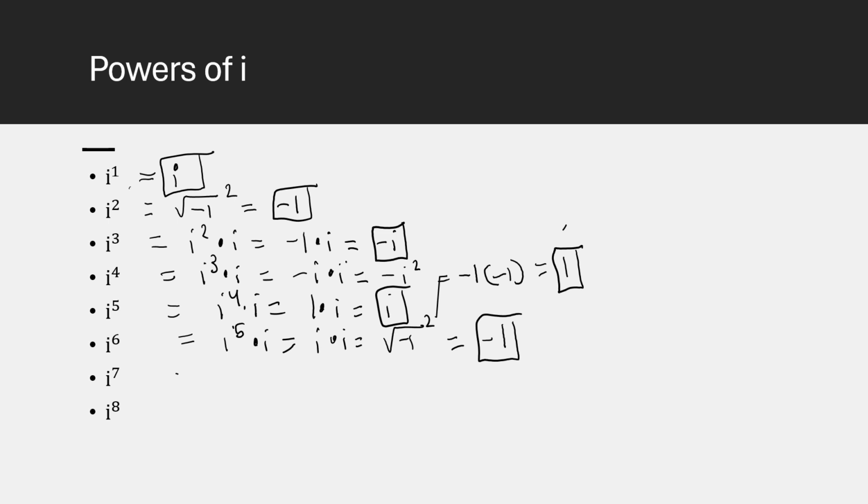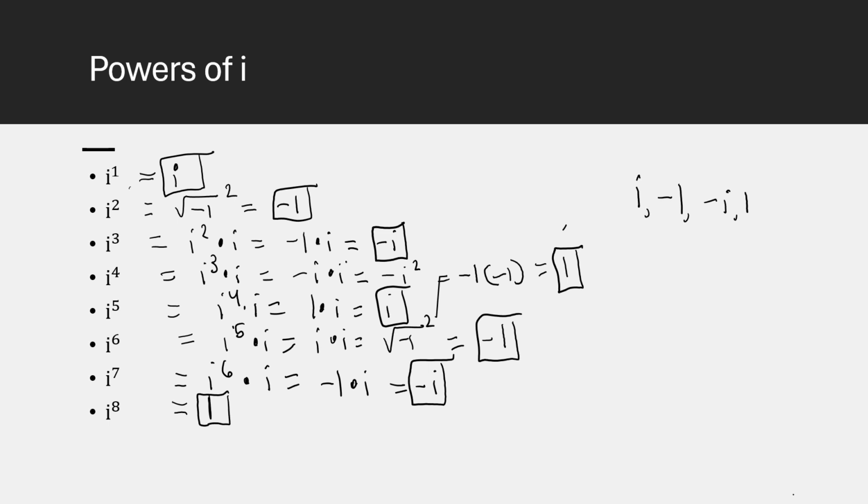Let's test that out. i to the power of 7 is equal to i to the power of 6 times i, which is equal to negative 1 times i, which is equal to negative i. And sure enough, i cubed is equal to negative i as well. And so we can also say that i to the power of 8 is equal to 1 because i to the power of 4 is equal to 1. So the powers of i cycle with every 4 powers. So the cycle is i, negative 1, negative i, and then 1. And then it cycles on with the same 4 numbers.